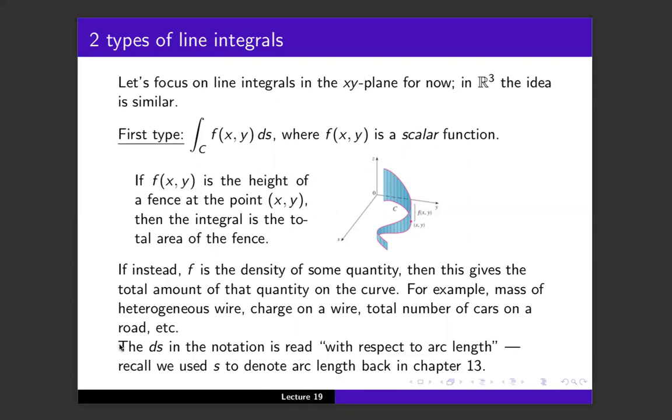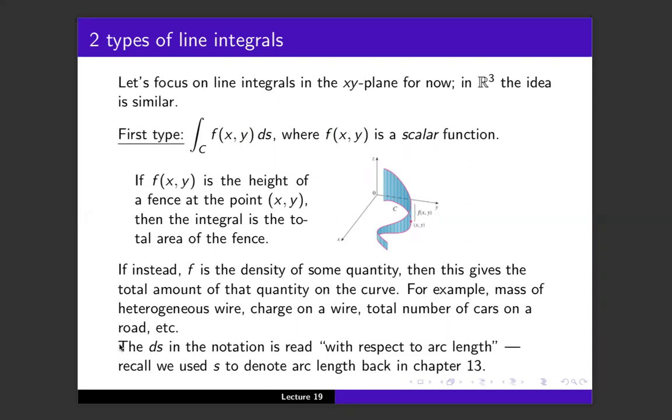Well, remember how a regular old Calc 1, Calc 2 integral is just the area under the curve, right? You can think about your integral of f dx as, well, f is just the height of the curve in this case. Here it's pretty much the same thing. You can think about f(x,y) as the height of a fence, or a curtain, at the point (x,y). And if that's how you interpret it, then the integral becomes the total area under that fence.